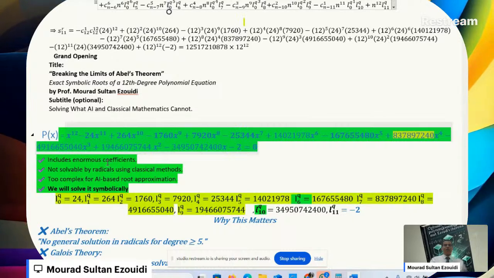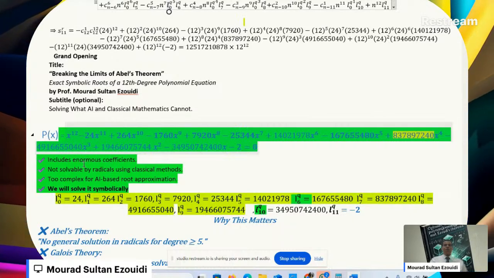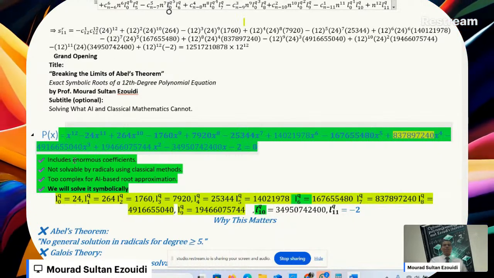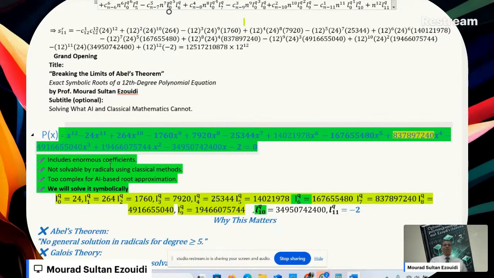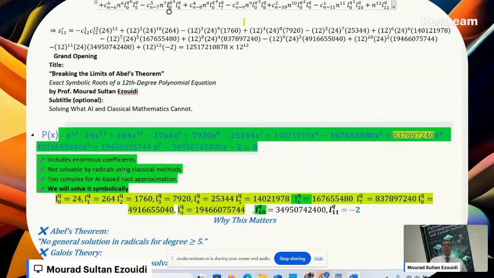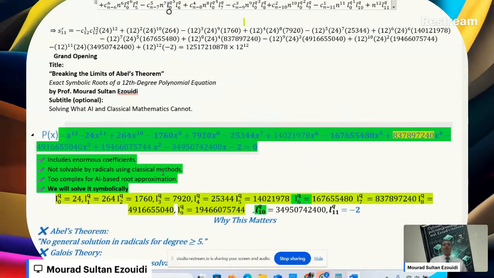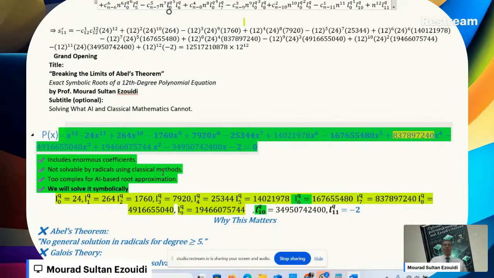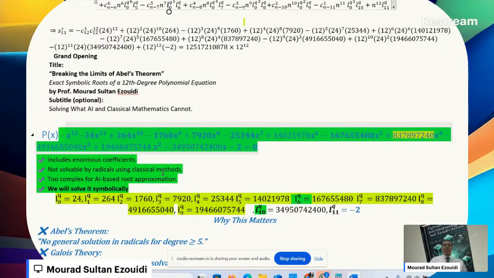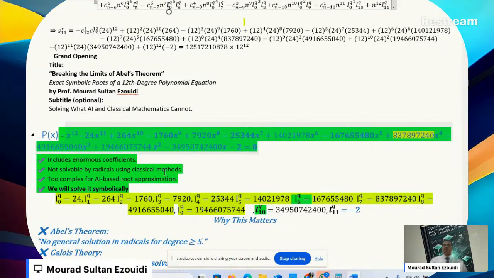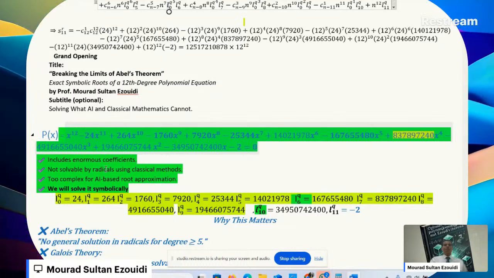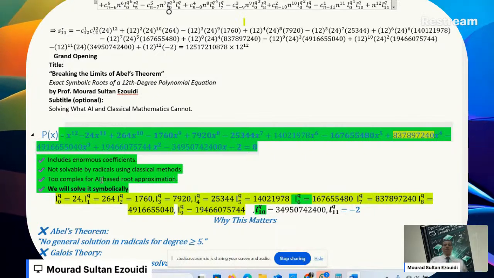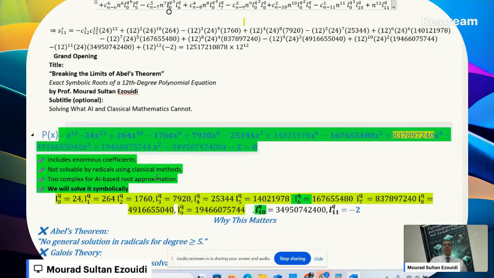So this polynomial to the power 12 includes enormous coefficients, like billions of numbers. It is not solvable by radicals using classical methods. If you write this polynomial to the power 12 into an AI, artificial intelligence, it will get stuck. It is too complex for AI-based root approximation. Even AI cannot solve this 12-degree equation.